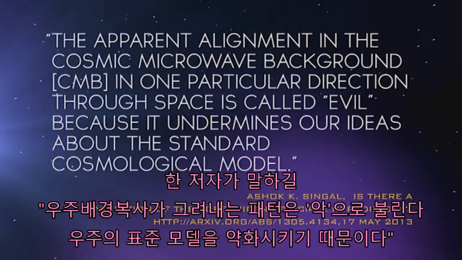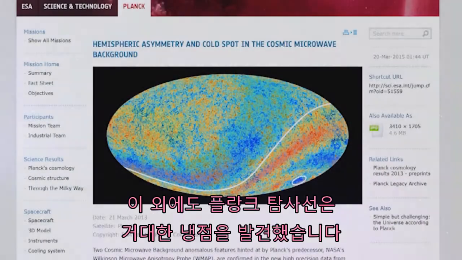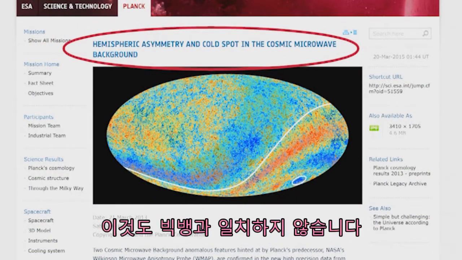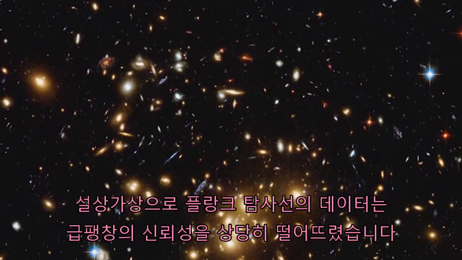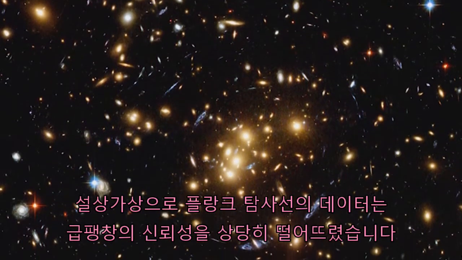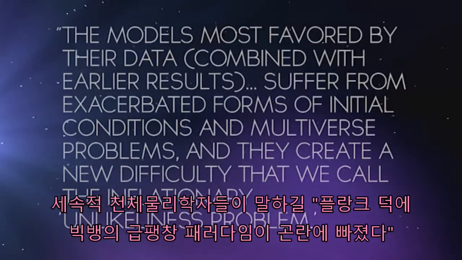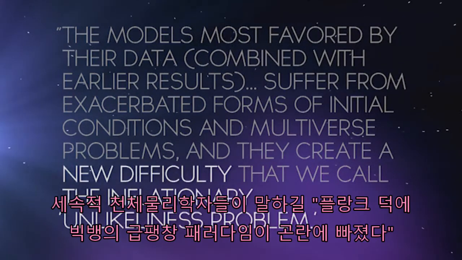As one author commented, the apparent alignment in the cosmic microwave background in one particular direction through space is called evil because it undermines our ideas about the standard cosmological model. Along with the axis of evil, Planck also showed a large cold spot in the CMB. Again, this doesn't match the Big Bang model. And as if this weren't enough, cosmologists have recently realized that the Planck data have discredited a lot of their ideas about inflation. As these astrophysicists noted, thanks to the Planck mission, the Big Bang's inflationary paradigm is now in trouble.